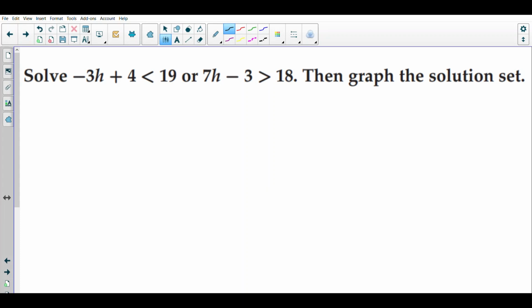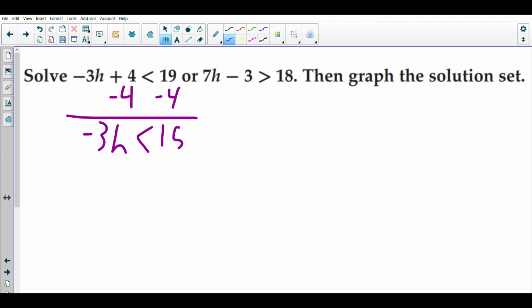Now these ones are separate. You can't really do much about them, so we solve them separately as is. So this one, I'm going to subtract 4 from both sides first. -3h plus 4 is less than 19. Subtract 4, we get -3h is less than 15. Divide by -3, divide by -3. Oh, dividing by a negative, so we have to flip and get h is greater than -5.